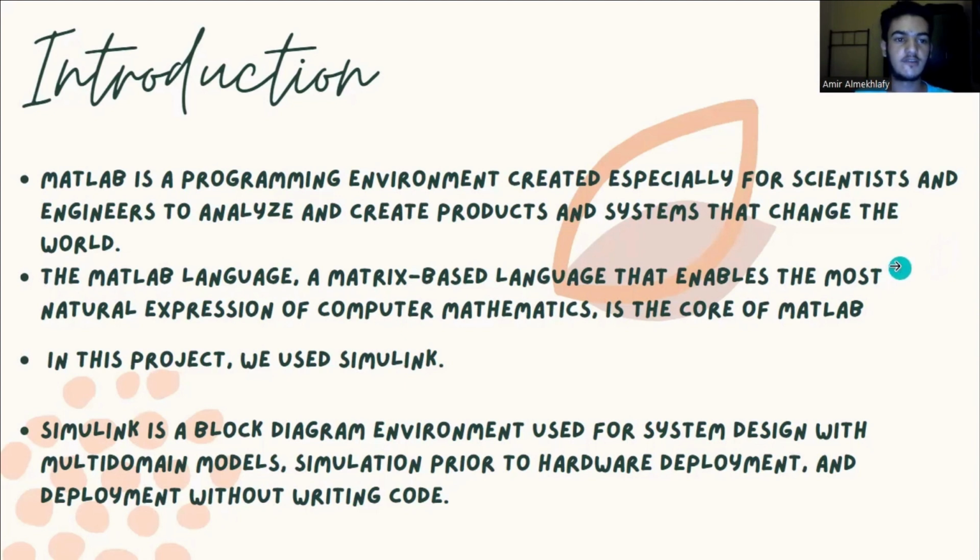For the introduction, MATLAB is a programming environment created especially for science and engineering to analyze and create products and systems that change the world. The MATLAB language is a matrix-based language that enables the most natural expression of computational mathematics. In this project, we use Simulink, a block diagram environment used for system design with multi-domain models, simulation prior to hardware deployment, and deployment without writing code.